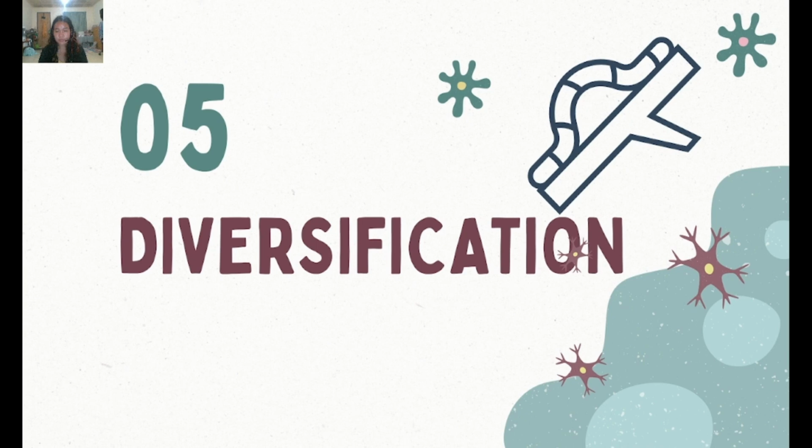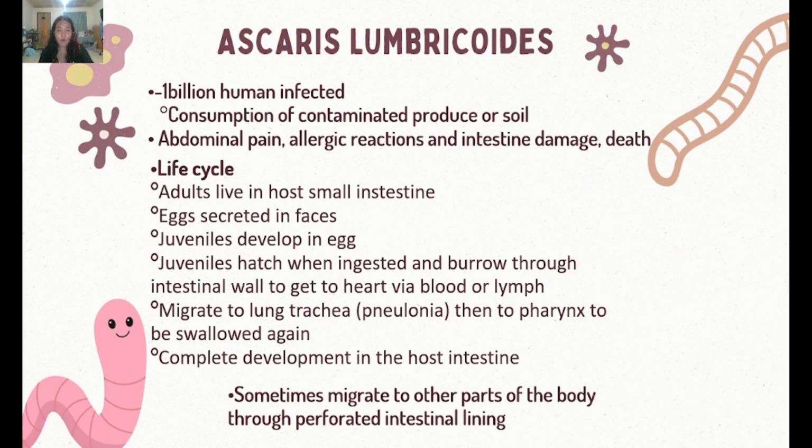You can get this infection from contaminated produce or soil. So if you buy fruits or vegetables, it is very important to always wash them first. It's not only because you can get infected by these worms, but they also have a lot of fungi and bacteria.